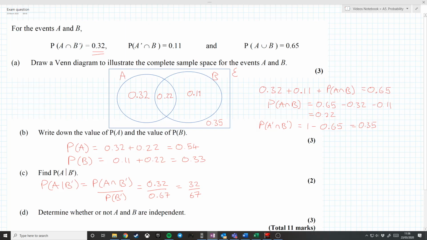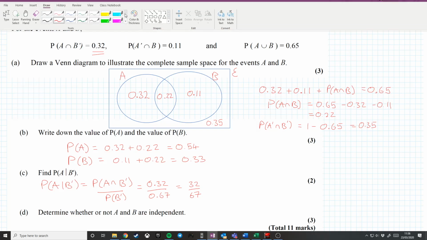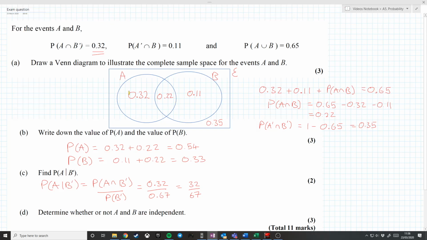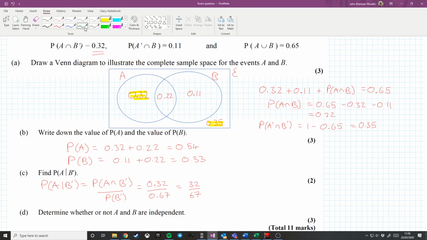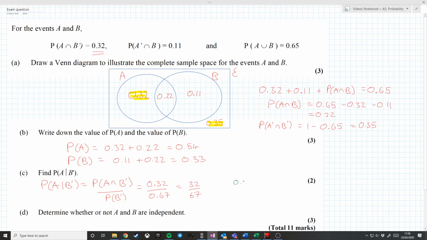But we could also look at this in here, and I can see that not B is this part and this part, and A is just 0.32. So another way of looking at that is that I could say it is 0.32 divided by 0.32 plus 0.35. But you get the same thing. So you could look at it in either way and get the right answer.